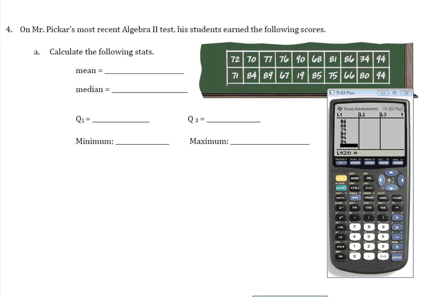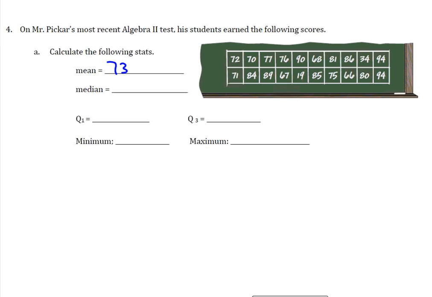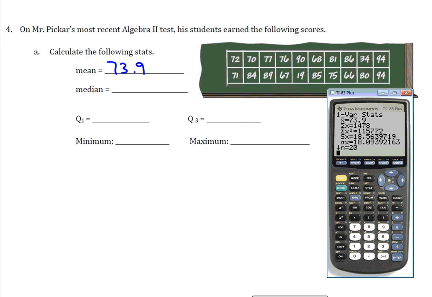All right, so I've got all the data entered in. I'm still in L1. I should have 20 points or 20 pieces of data. That's what I got. So now quit out of there. Stat, Calc, one var stats, hit enter twice. There it all kicks up. So my mean is going to be 73.9. I'll bring that back up and then scroll down to get the 5 pieces that I need. So minimum 19, maximum 94. Q1 69, Q3 85.5, median 76.5.